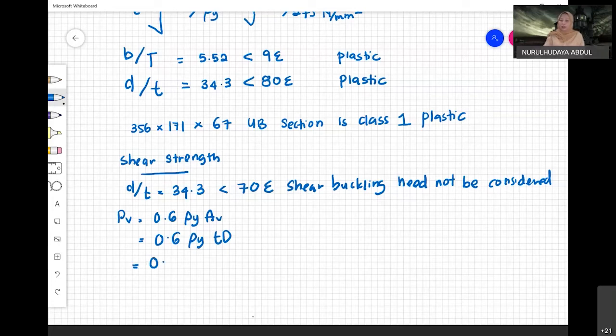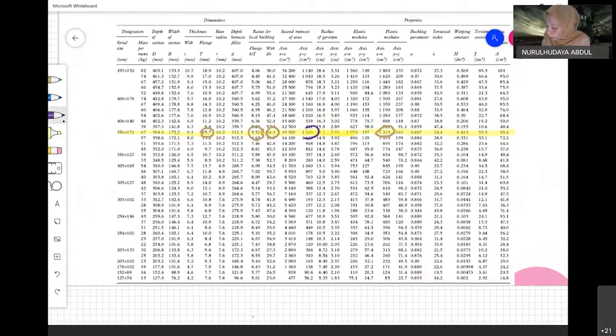So 0.6 PY is 275, and T here we have to refer to the table, because now it is shear capacity, meaning the capacity of the beam to resist shear. The beam section's properties, everything, we must refer to the table, depending on the section itself. If you are afraid of making mistakes while looking at the table, you can extract everything and write it all down, what I circled, so that we don't need to keep going back and forth.